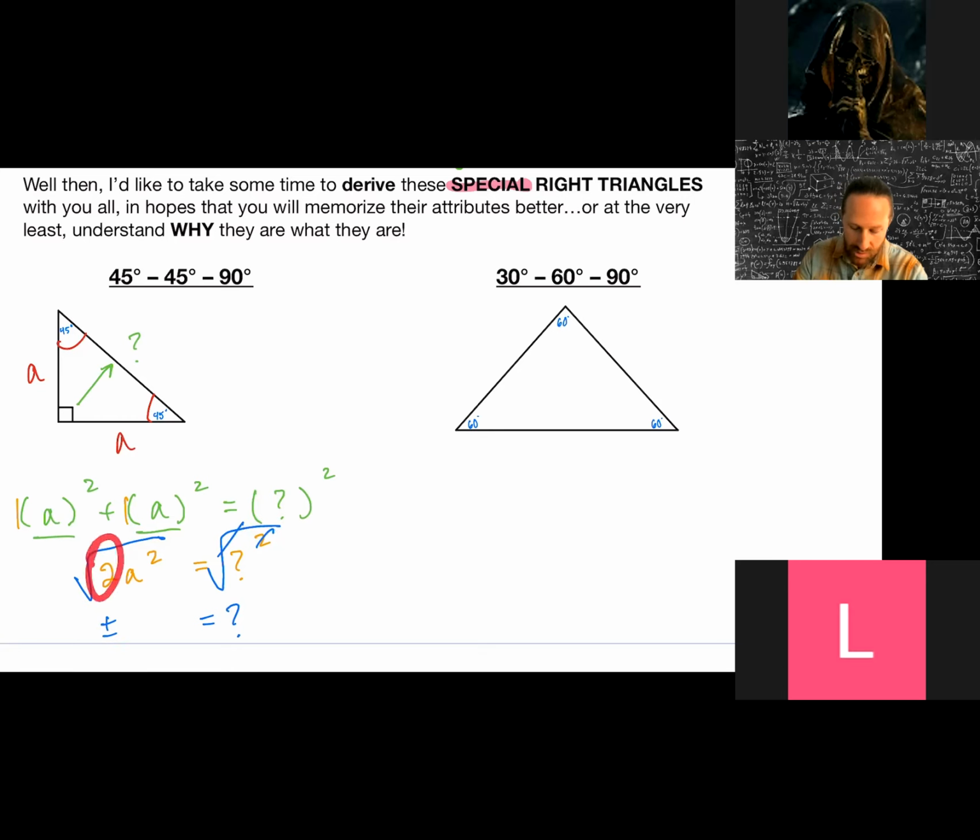Now, do I know how to take the square root of 2A squared? Yes, I know the square root of something squared is just going to undo one another like we did there. So I'll get to take the square root of that and rewrite it as A root 2. Now, because we're dealing with a side length and we're not on the X and Y axis, there's no reason to have the negative there. So we know the answer to this is simply just A root 2.